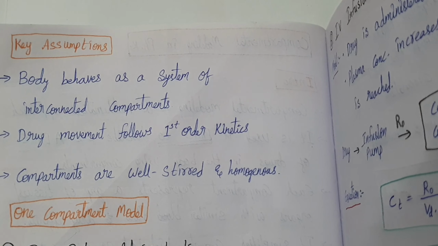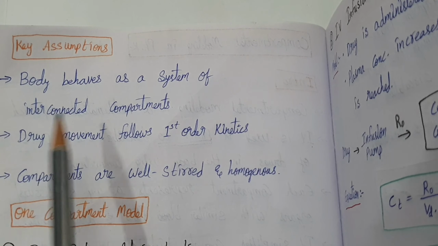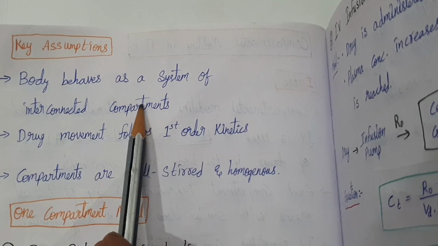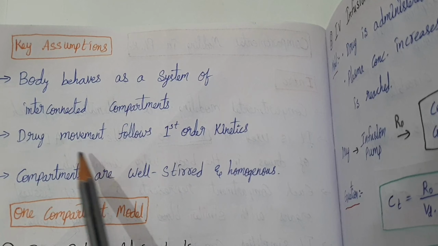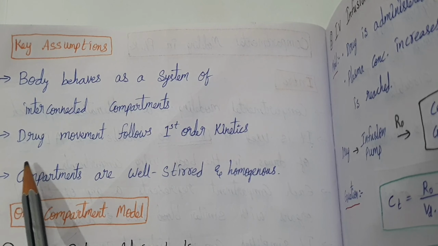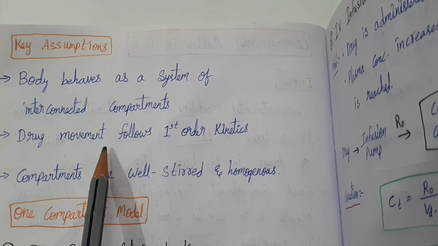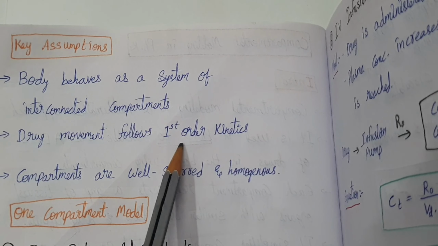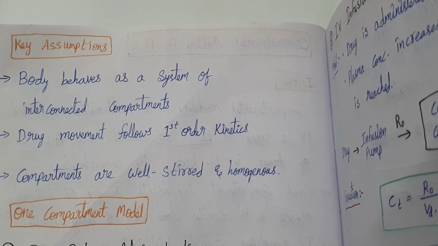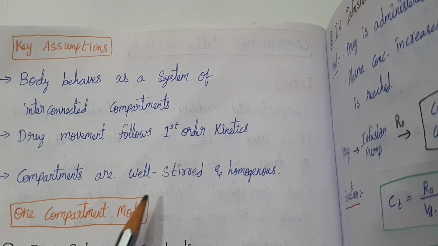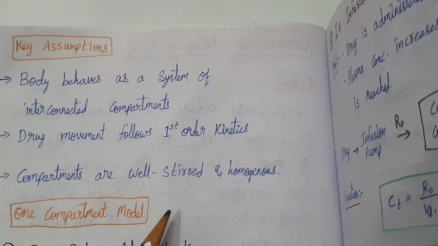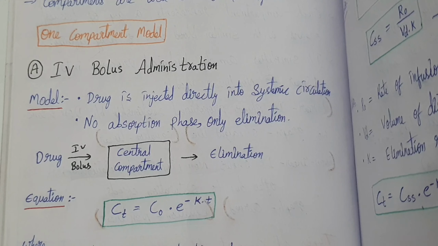Now, let's look at some key assumptions of these models. The body behaves as a system of interconnected compartments. Then the drug movement typically follows first order kinetics. That means the rate of elimination is proportional to the drug concentration. Then each compartment is well stirred and homogeneous, which means the drug is evenly distributed within that compartment.